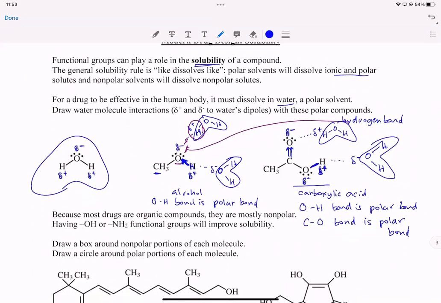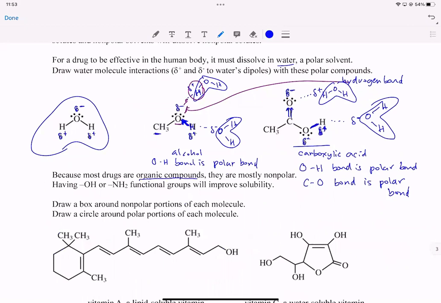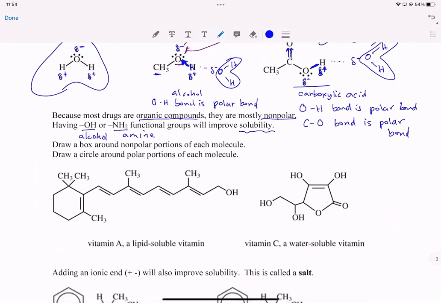Okay, now most drugs are organic compounds, which means they are mostly nonpolar. They're just a bunch of carbons and hydrogens, and that calculates out to nonpolar bonds. But once you add in a functional group like an alcohol or an amine or that carboxylic acid, that will improve the solubility, the ability of the molecule to attract water molecules, and then the water molecules will surround and then dissolve. So for these molecules, these are examples that we saw in the video of vitamins.